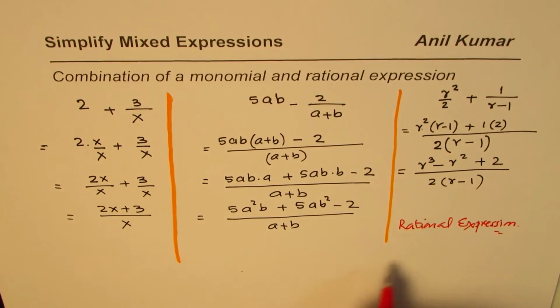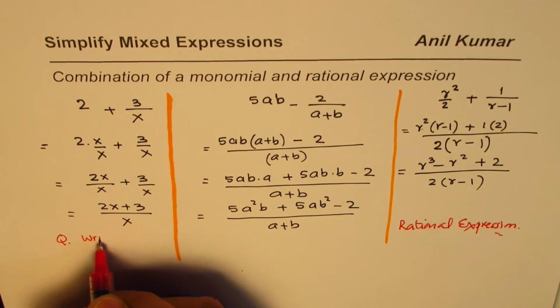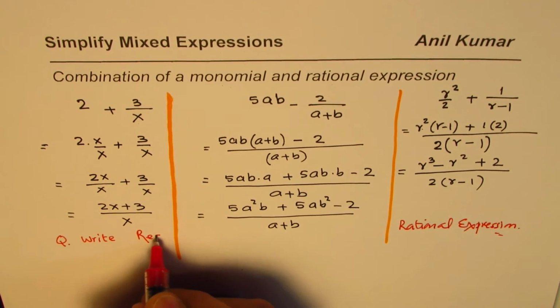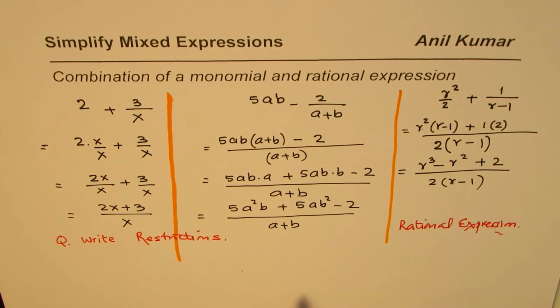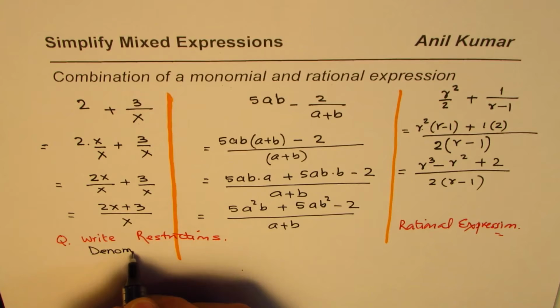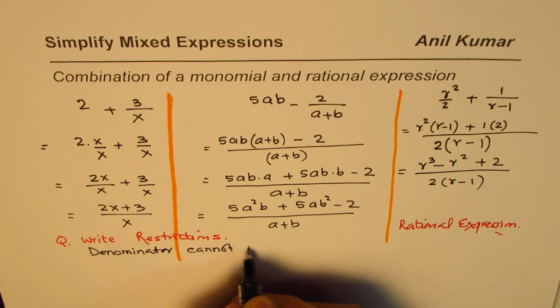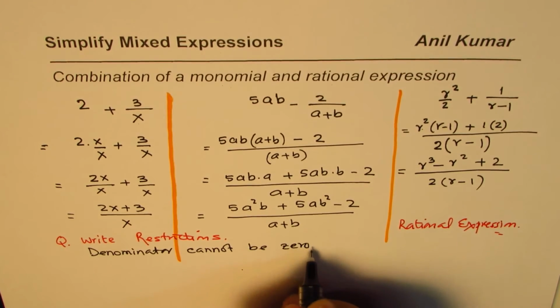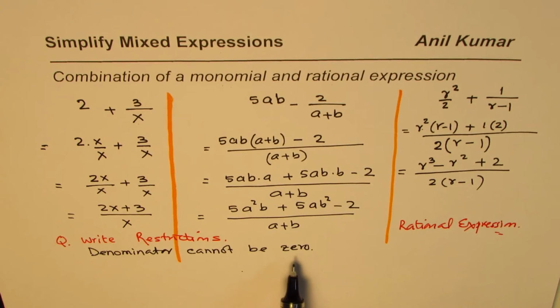Now as an exercise, what you need to do is write restrictions. So the question for you is, write restrictions for all the above, right? Restrictions, why do they come? Because the denominator cannot be 0, right? Denominator cannot be 0. Since you cannot divide by 0, that results in restrictions. You get the idea? So you have to write restrictions for each one of these, right?